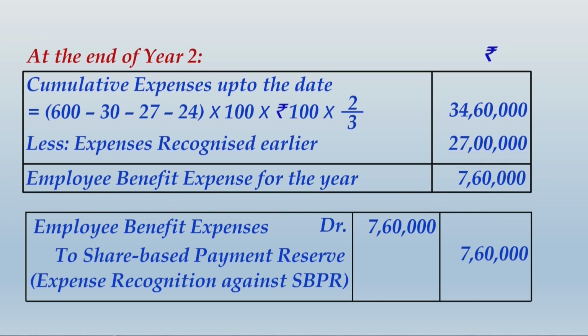Alright friends, you would have finished writing these calculations. Now let us move ahead with the next and last year, that is year 3. So as per the situations given in the question, by end of third year the rights have finally been vested.